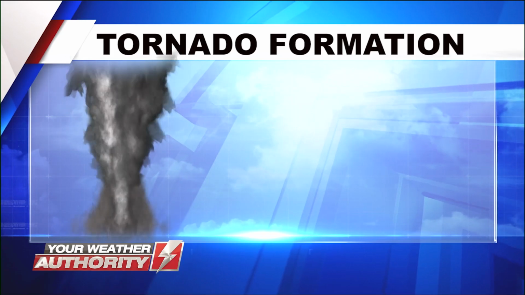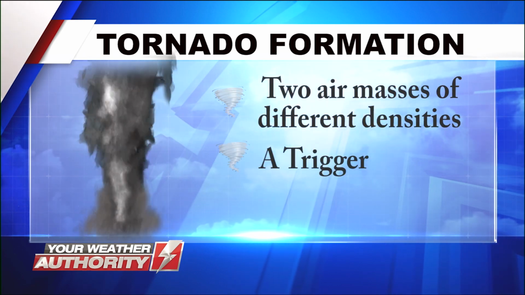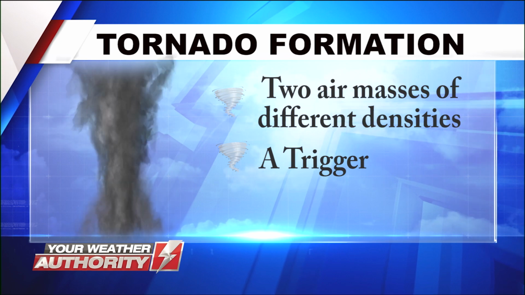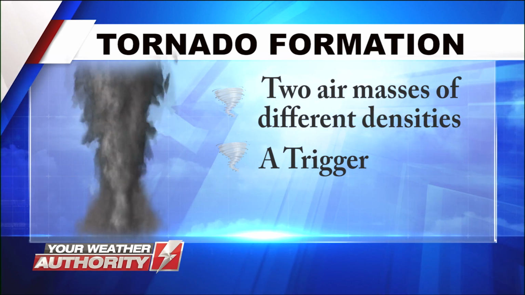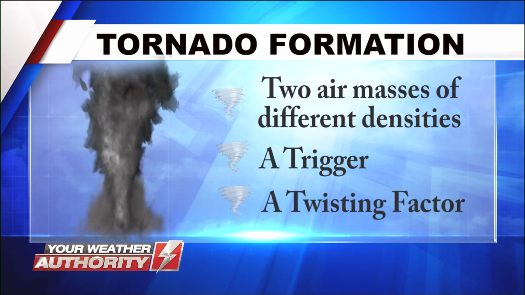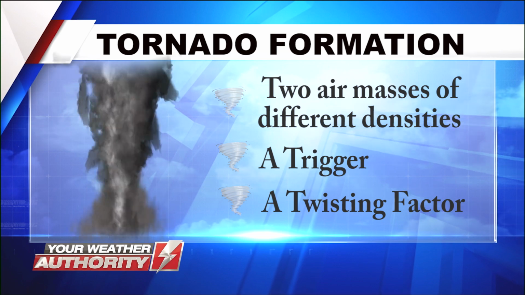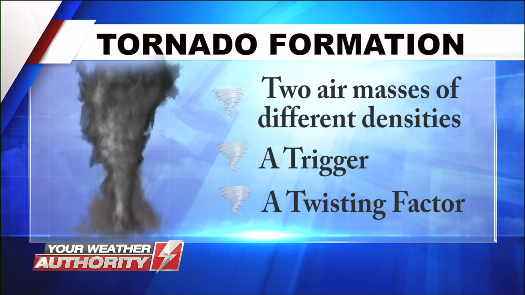The first is that you need two air masses of different densities. Second, you need a trigger, a mechanism to initiate the tornado formation, which would eventually lead to tornadic storms. And third, a twisting factor that allows for a storm to rotate. Let's take a look at these individually, both locally and nationally.